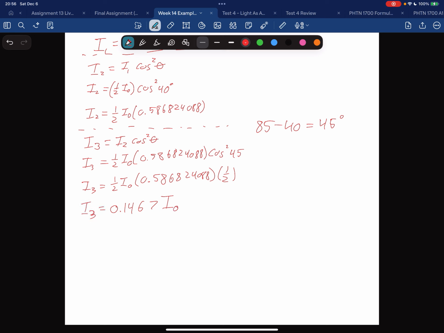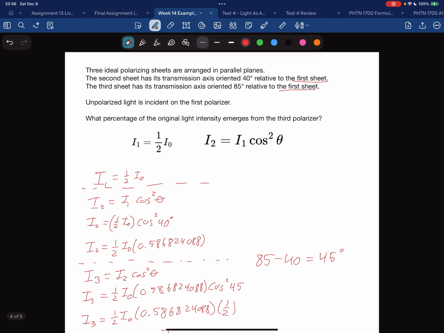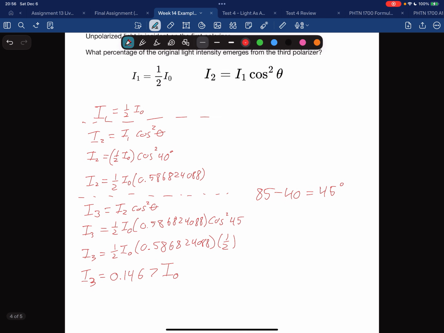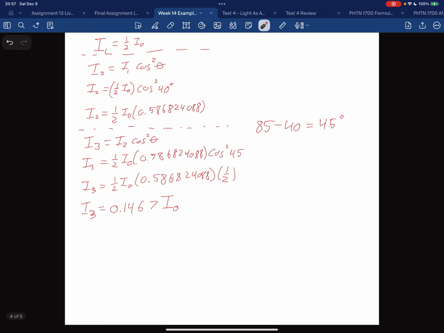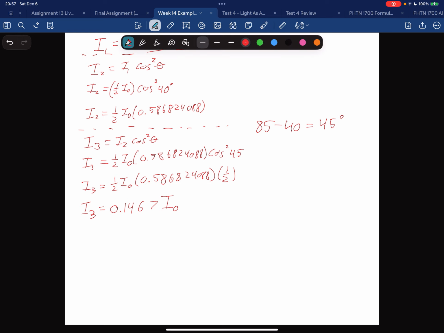Okay, great. So now we have the amount of light leaving the third polarizer in terms of the original light, and we are asked for the percentage of the original light intensity that emerges from the third polarizer. What we do is we look at just this decimal out front here. So therefore, it is 14.67%. I just took 0.1467 multiplied by 100%, and that is our answer here, 14.67%.